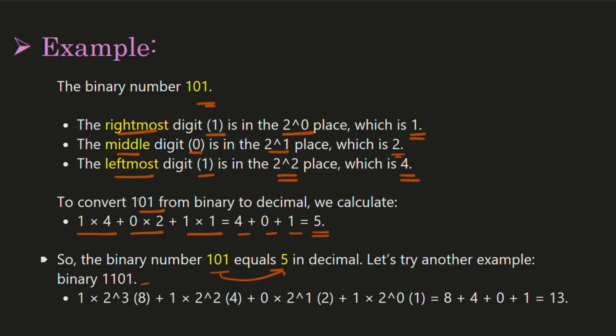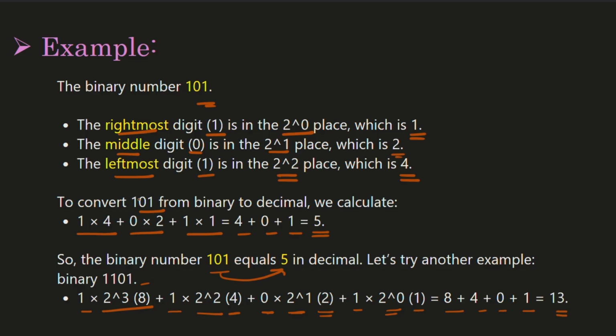Let's try another example. The binary number 1101. We calculate 1 times 2 to the power 3, which is 8, plus 1 times 2 to the power 2, which is 4, plus 0 times 2 to the power 1, which is 2, plus 1 times 2 to the power 0, which is 1. That's 8 plus 4 plus 0 plus 1, equaling 13.